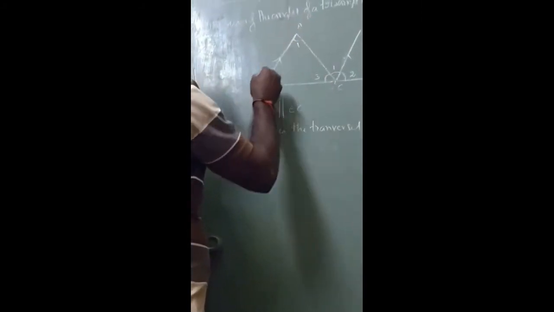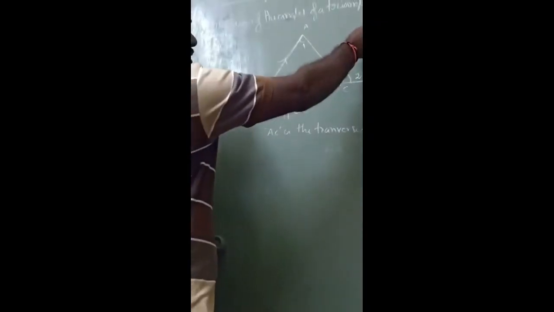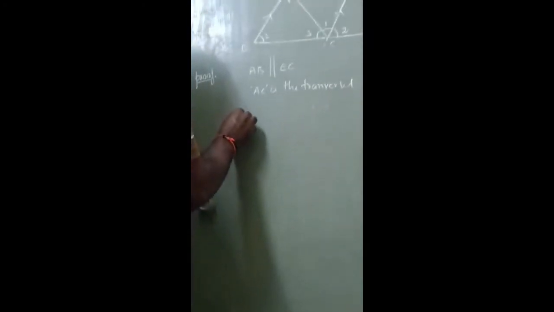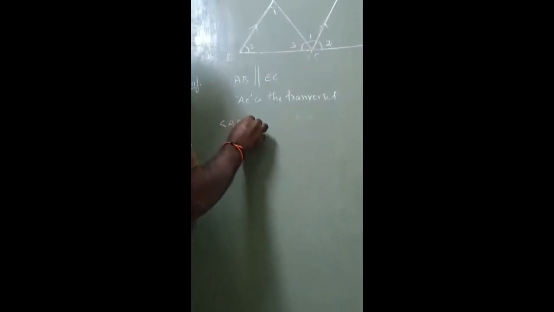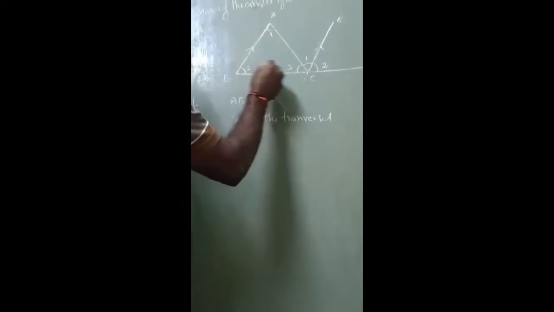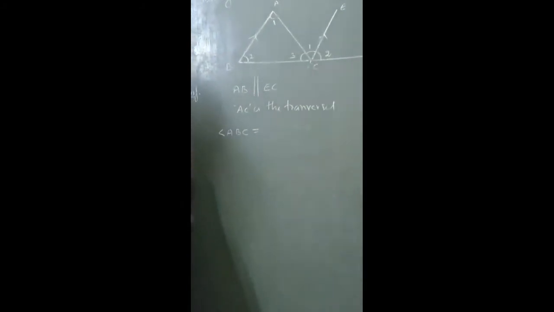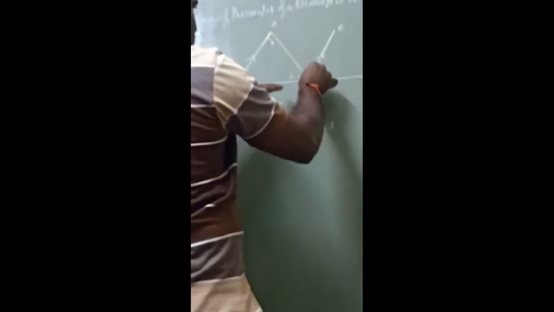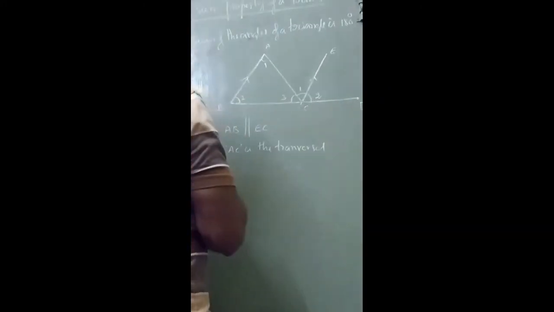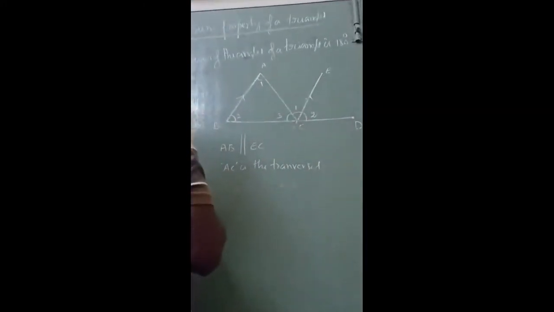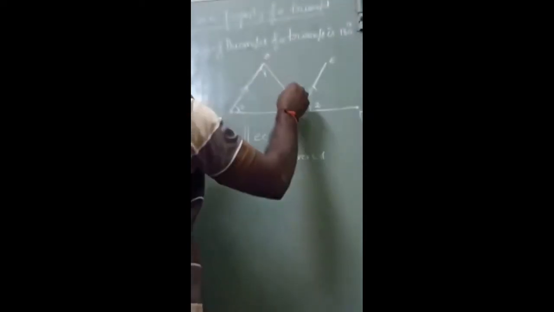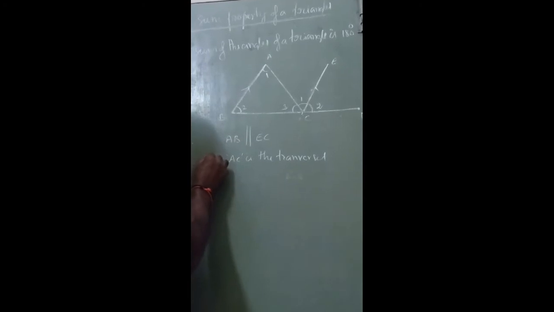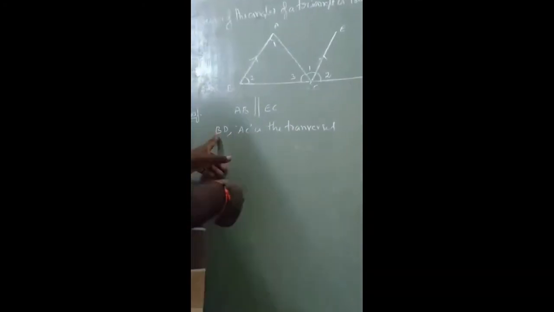Now, AC is the transversal, so angle ABC is equal to angle ECD. These two are corresponding angles, or not? Here AC is the transversal and BD is also a transversal. AC, BD are transversals.